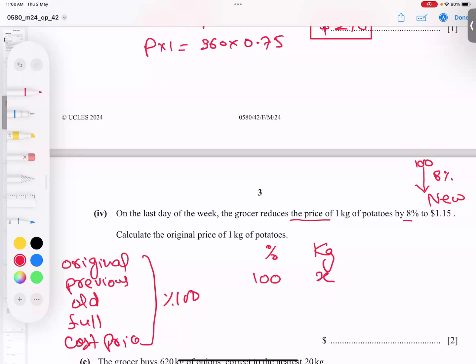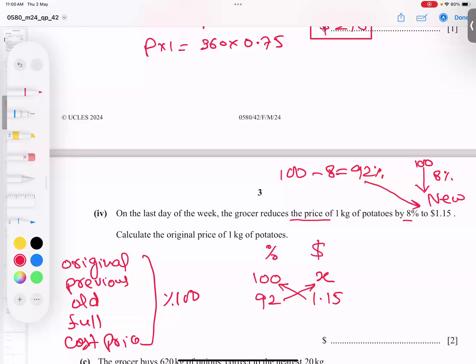And this is after the reduction of 8%. So it is 1.15, sorry, it is dollars, not kilogram. Sorry for that, students. I have written dollars here. So dollars 1.15, but from 100 subtract 8, you get 92%. So it means this after value is equal to 92%. I think you got the point.